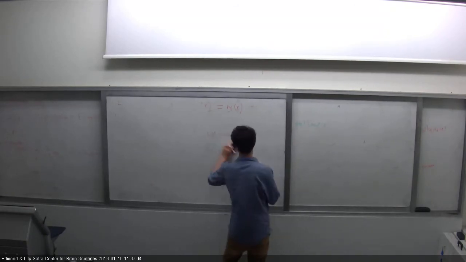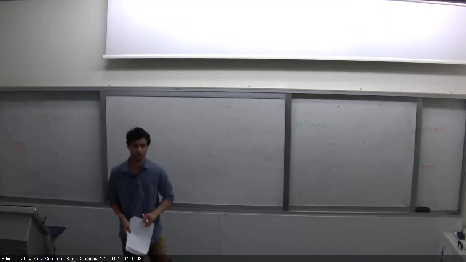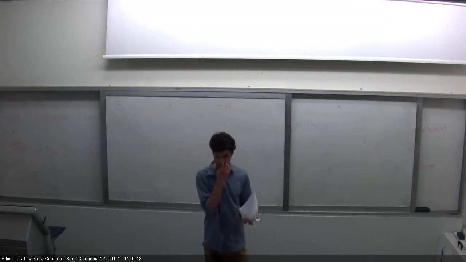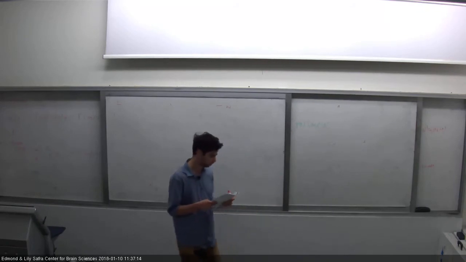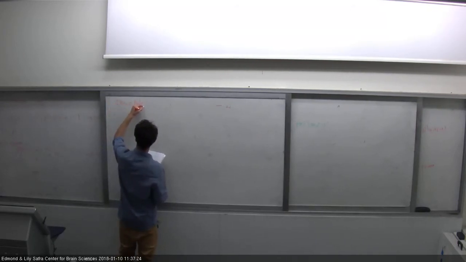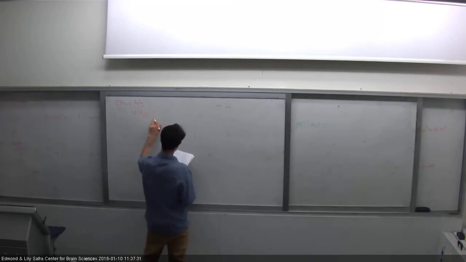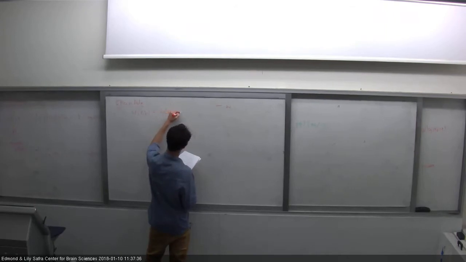Now, what about the chain rule? The chain rule is the same. So the chain rule: the entropy of x and y is equal to the entropy of x given y plus the entropy of y.